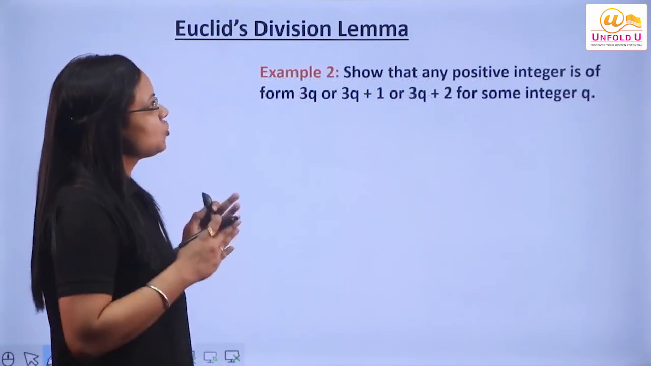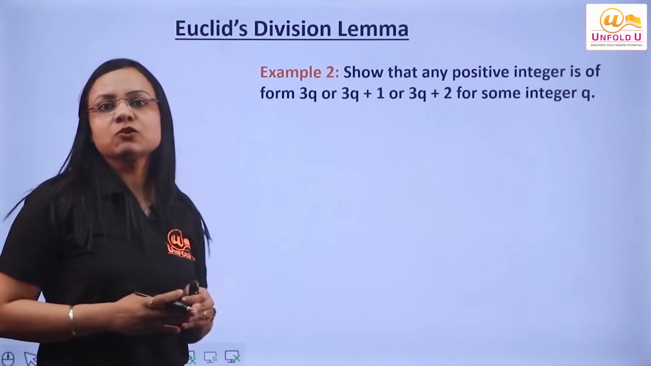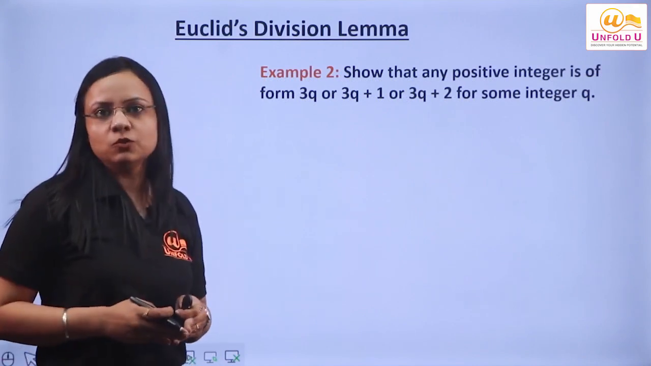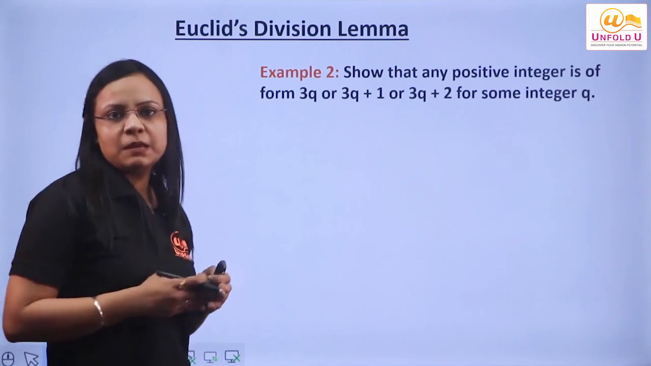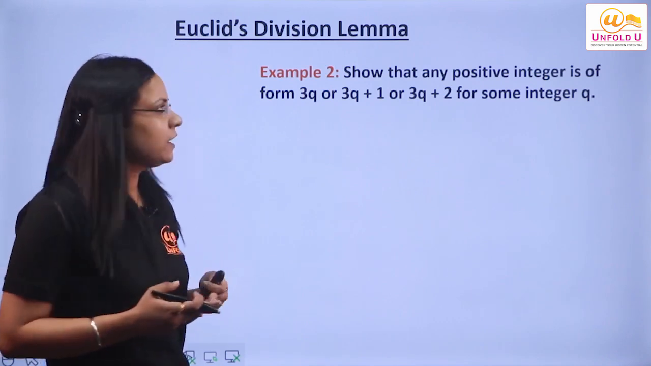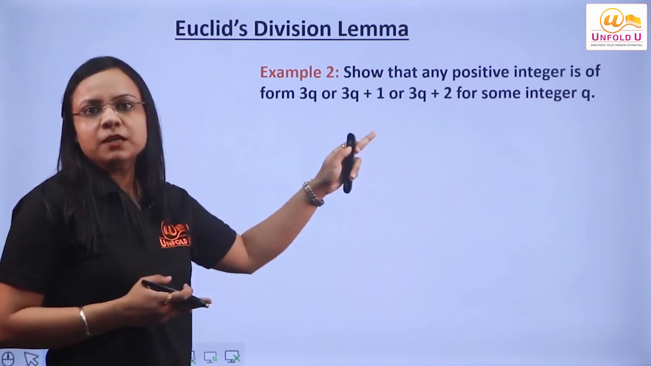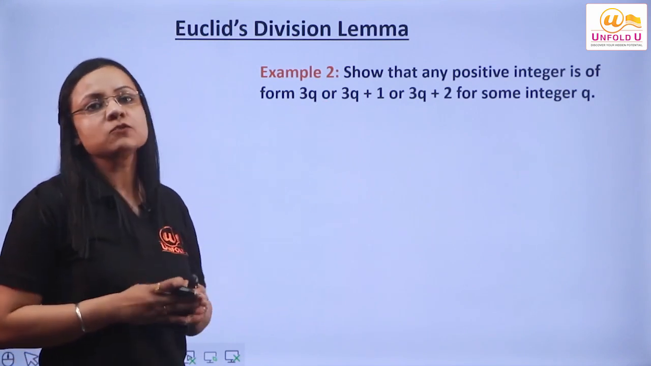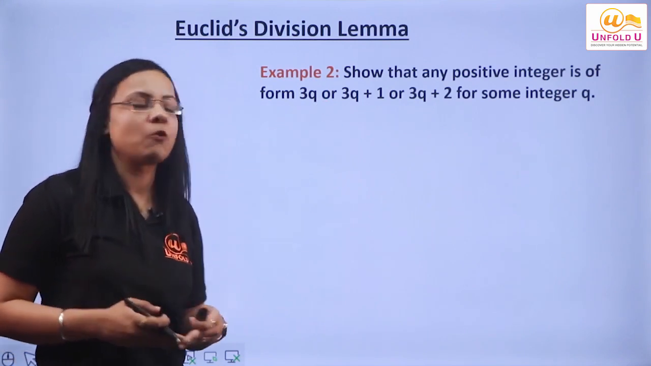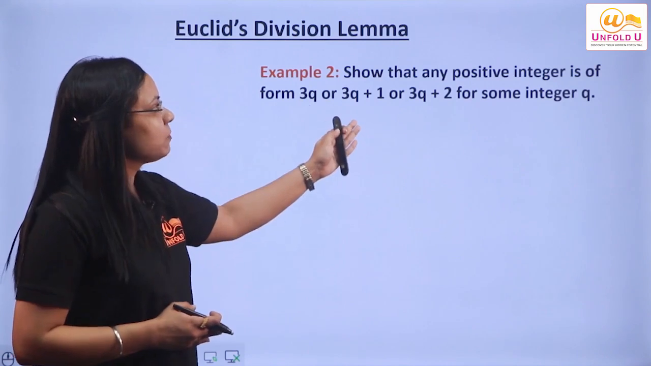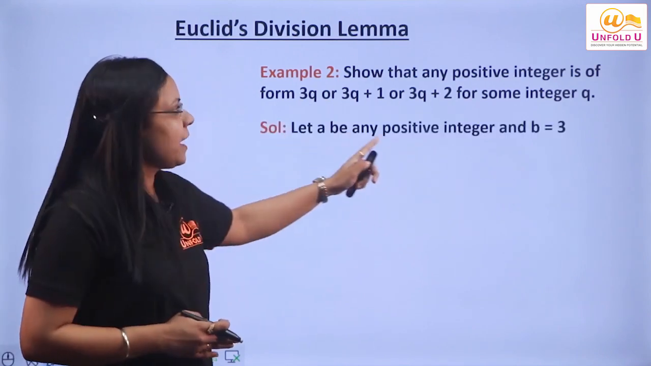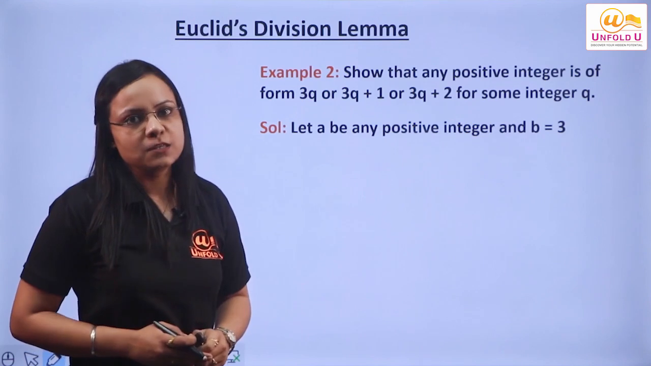Example 2, which is show that any positive integer is of the form 3q or 3q plus 1 for some integer q. Now here the first step is same. We'll take a be any positive integer. And what is the value of b now? b we will take equal to 3. Why? Because we want to express a in the form of 3q or 3q plus 1 or 3q plus 2. So we write let a be any positive integer and b is equal to 3.